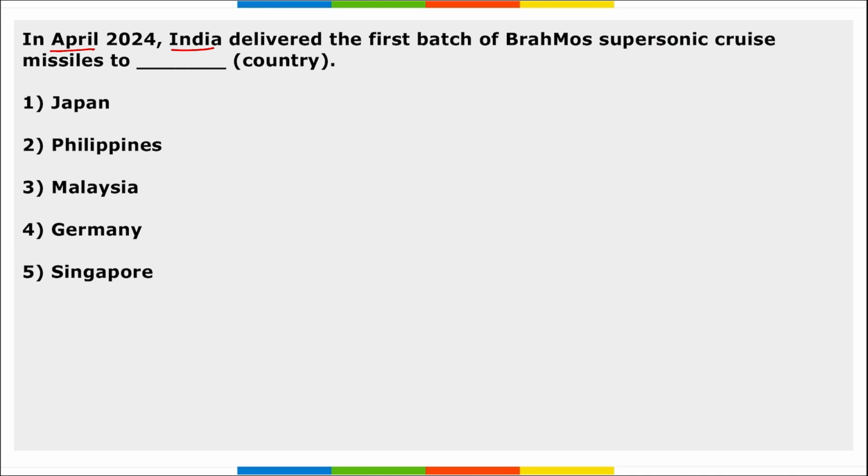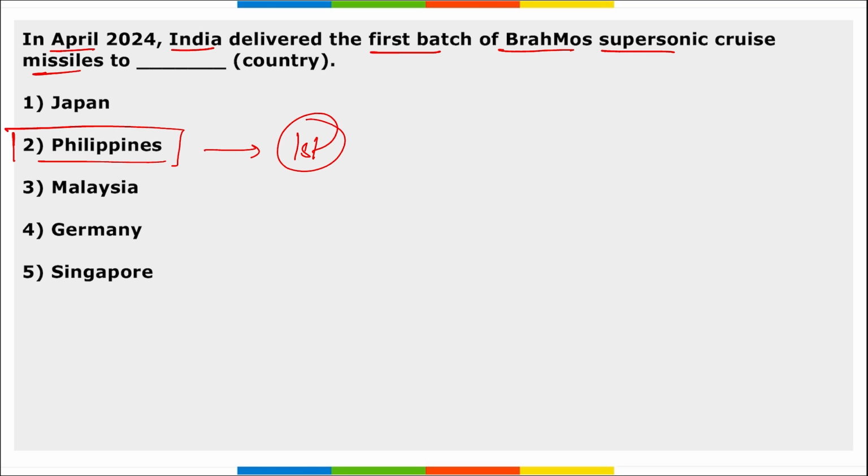Next, in April, India delivered the first batch of BrahMos supersonic cruise missiles to which country? These BrahMos supersonic cruise missiles will be delivered to the Philippines, the first ever batch. The question can also be asked this way: which country became the first country to procure BrahMos supersonic cruise missiles from India? It is the Philippines. This was a $375 million deal that was signed in the month of January 2022.